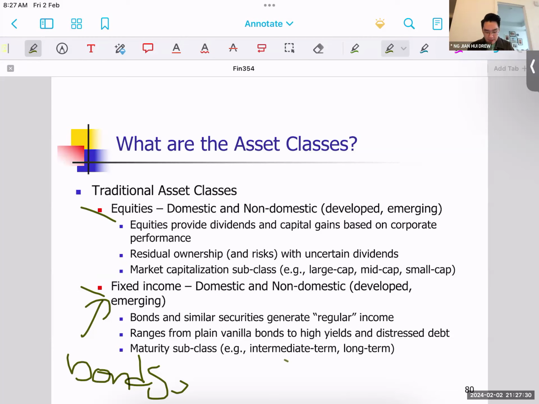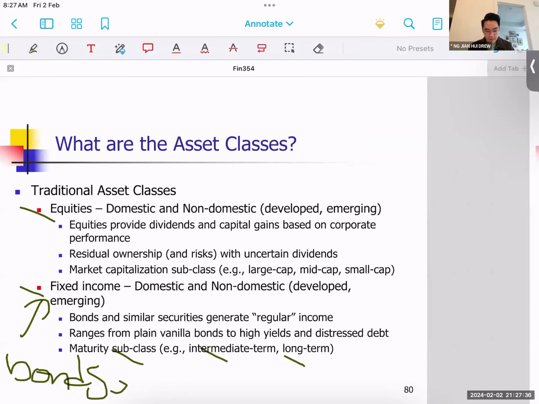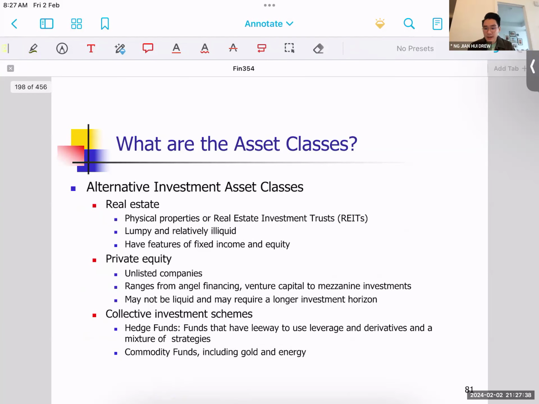Right, so these are several types of fixed asset. Some alternative classes. Okay, how to determine which stocks?